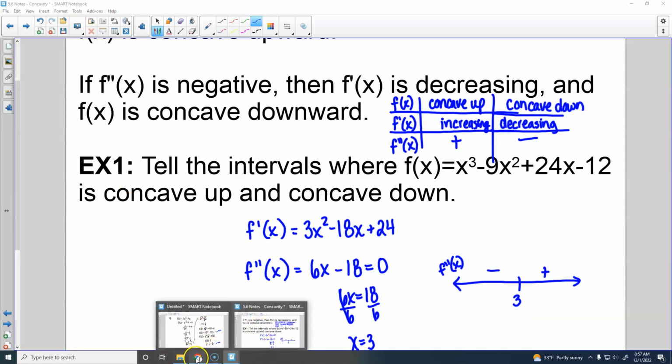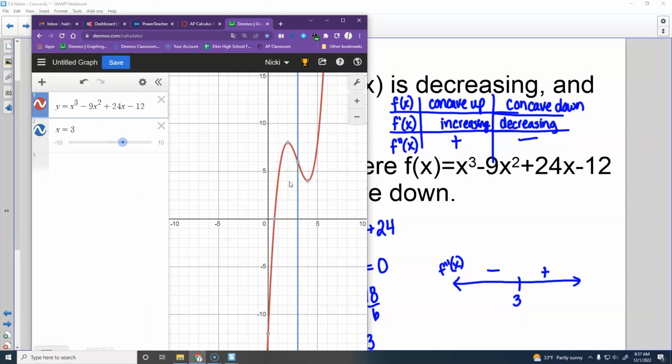If you needed both, a lot of times you only need the x value. They'll just say find the x value of the points of inflection. But if they ask for both coordinates, then you would just plug 3 into the original function.